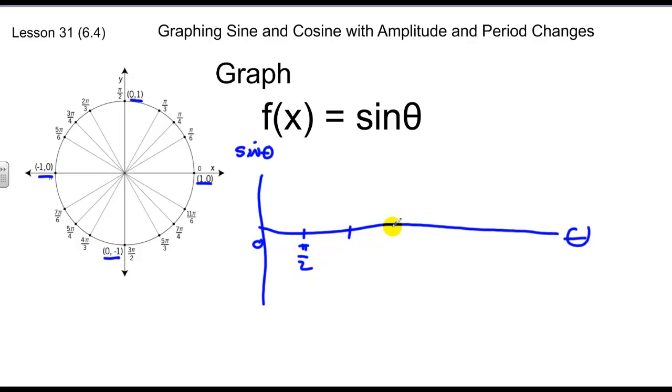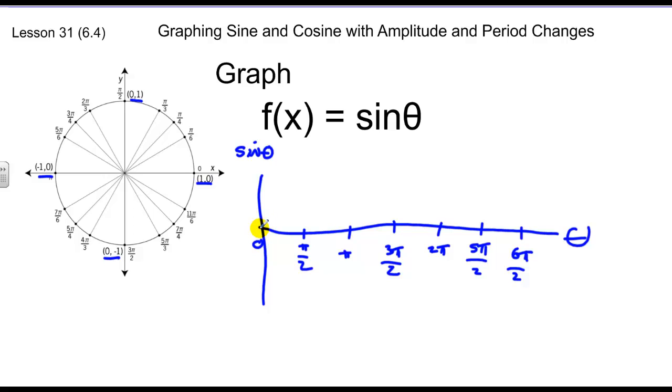pi, 3 pi over 2, 2 pi. And I can keep going from there. I can go 5 pi over 2, that's 2.5 pi. 6 pi over 2, or 3 pi, etc., etc. I can go forever.